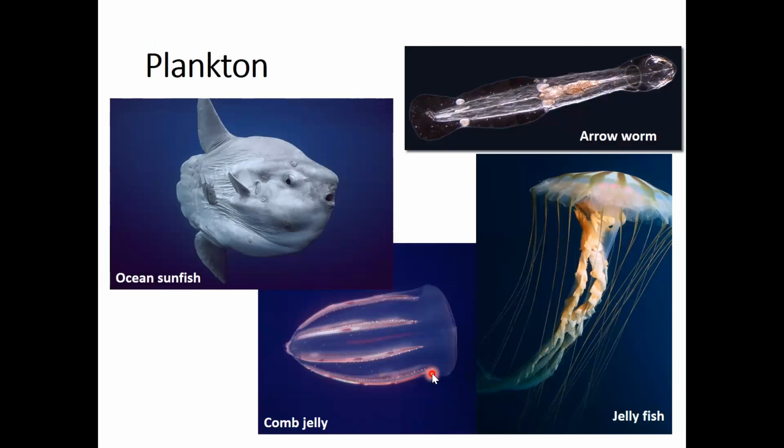Some other plankton species include jellyfishes, the ctenophore comb jelly, arrow worms, and my favorite fish, the ocean sunfish. So this fish can move around, but it's not a strong swimmer, so it's often grouped into the plankton.